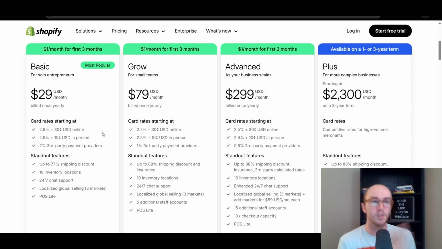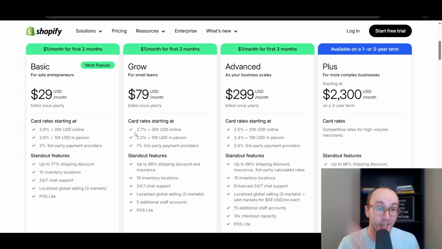a decent amount of orders, maybe you're coming from another e-commerce platform, maybe you're switching to Shopify, maybe you already have some sales volume, and you know that, okay, I'm going to sell a certain amount of products, I know that I'll actually save money. So at that point, it's really just a simple math problem.